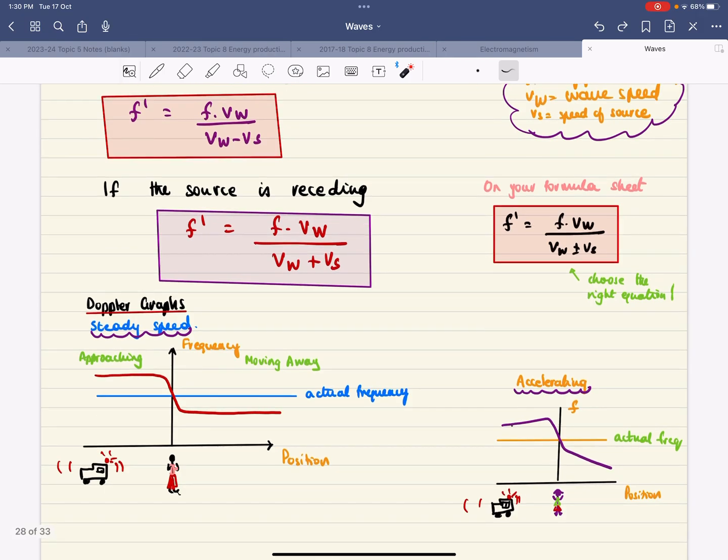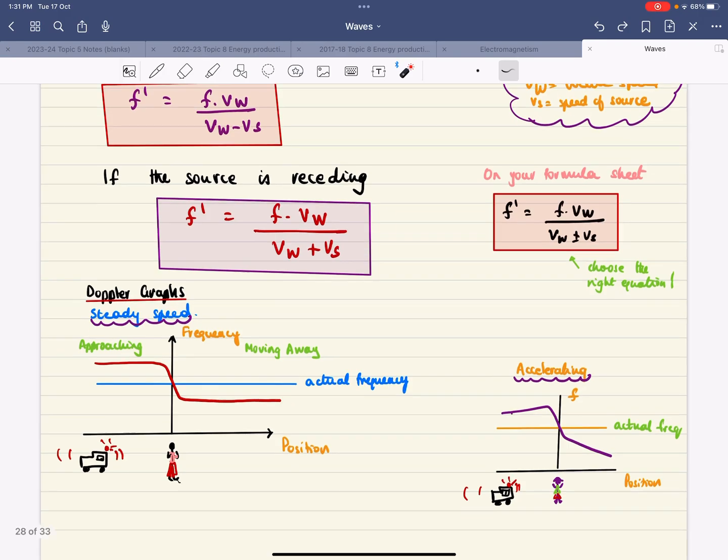Now there are Doppler graphs. So this is a frequency against position graph, and this is your actual frequency. This is somebody who's standing, and this is something, let's say an ambulance or a police car, with its sirens blaring. When it's coming towards you, the person is going to hear a steady higher pitch. When it is right in front of you, the person is going to hear the actual pitch because there's no relative motion for that small amount of time. And when it's receding or going away, you're going to hear a steady lower pitch.